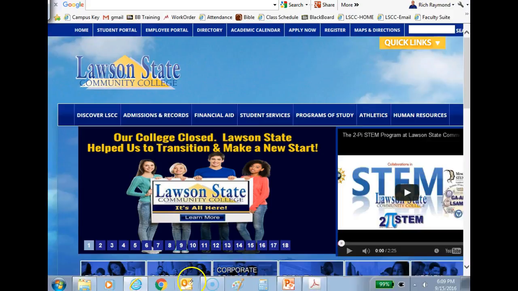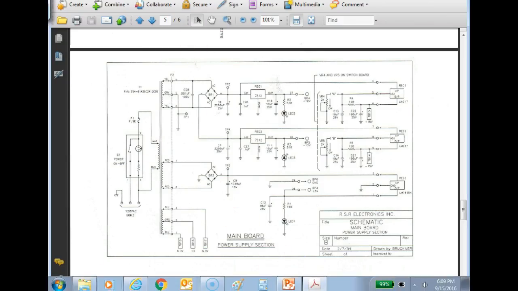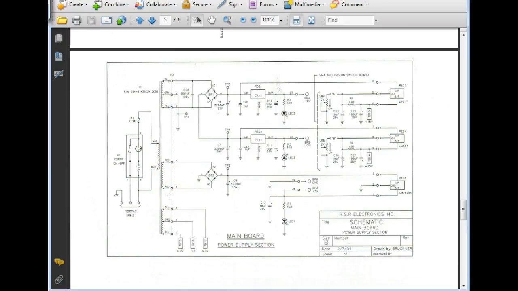These are two full wave center tap transformers. I can't draw on it, but I can show you. If you follow this over here, notice it goes to this and this and this and this. This is two anodes right here. This is two cathodes. So these right here feed your positive supply. These two right here feed your negative supply. So these are two full wave center tap power supplies.